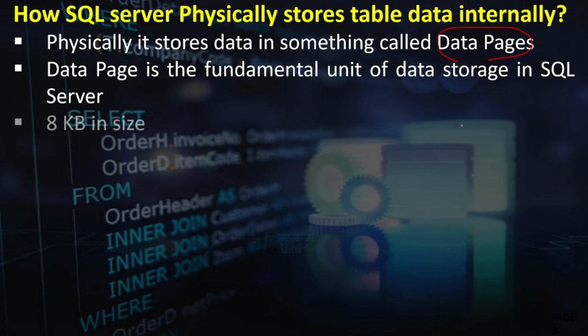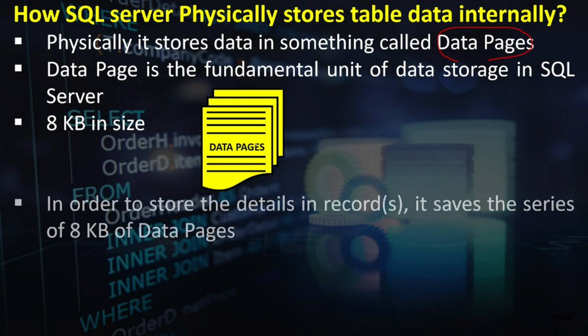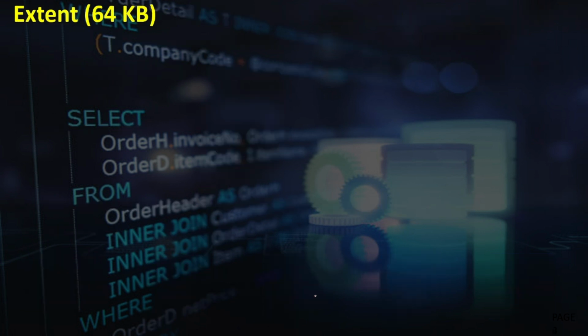Okay, and what does it look like? It is 8 KB in size, so each data page has a size of 8 KB. In order to store the details of a record, it saves a series of 8 KB data pages. Let's say the data you are storing in the table is more than 8 KB in size. Then it extends its data to another page, and so on, creating a series of 8 KB data pages. All these data pages are linked together by some mechanism. We will explore those. Make sense?